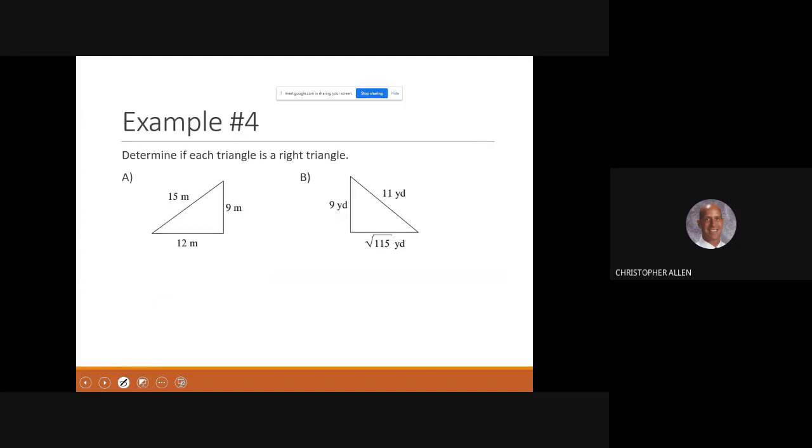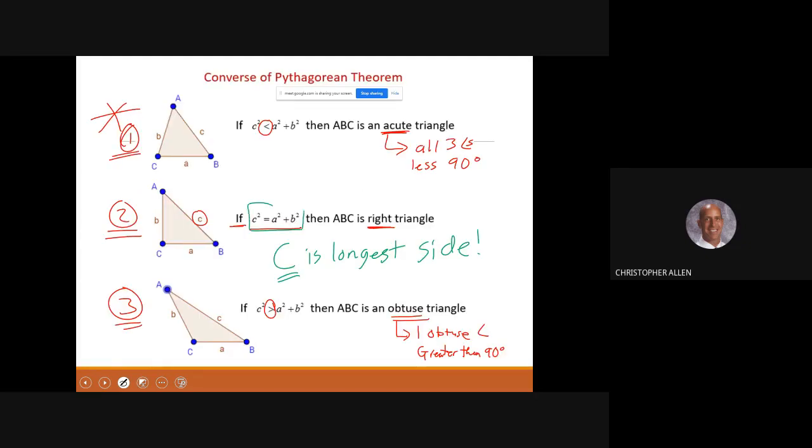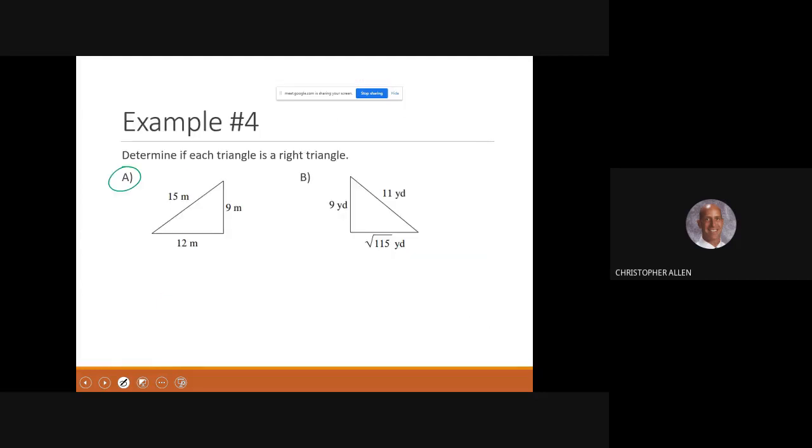So let's look at our first example here. Let's look at example 4a, right here. It says determine if each triangle is a right triangle. Now, in order to do this, we got to remember that in order for it to be a right triangle, the c squared has to equal the a squared plus b squared. So first of all, what's c in this problem? Well, it's 15, agreed? So we need to figure out, is c squared equal to a squared plus b squared? That's what we got to do. Hopefully it'll be equal, and then if it is, it's going to be a right triangle.